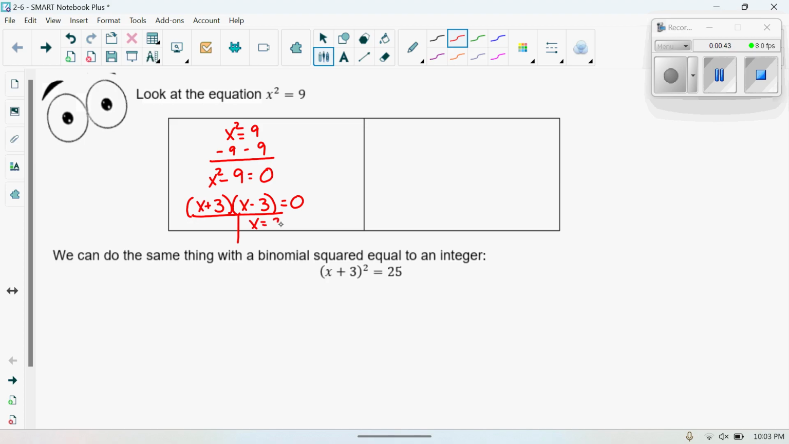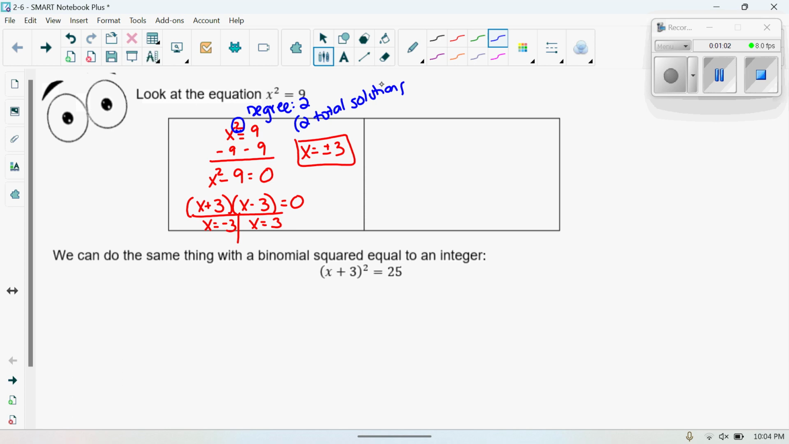I get x equals 3, x equals negative 3, which makes sense because I should have 2 solutions since my degree is 2. That means I have 2 total solutions.